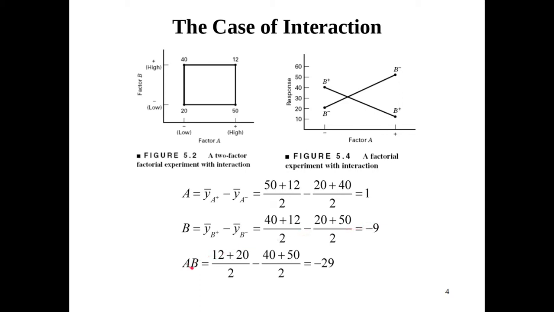And then let's take a look at the interaction effect, which is the average of these diagonal numbers minus the average of these two diagonal numbers. So that is a massive effect, right? The interaction effect is bigger than the main effects of the two factors, and the direction is negative. So what can that tell us?